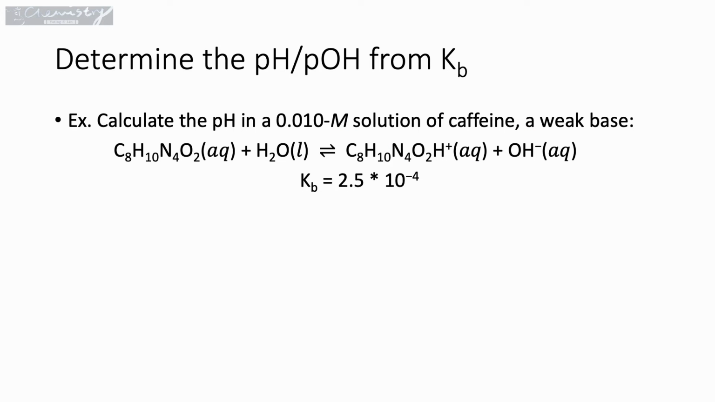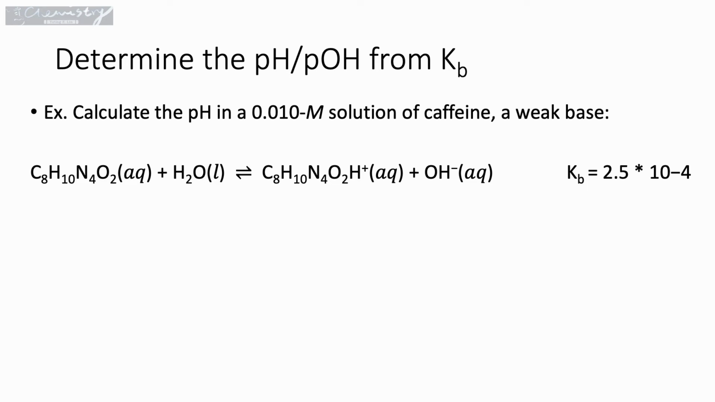And over here we have an example of how we can find the pH or pOH from the base dissociation constant. Again, hopefully at this point you're going to feel like, okay, I know how to do these, and these are relatively repetitive because we did that multiple times. But again, if you're not confident, then hopefully by the next example you will feel a little bit more comfortable about what you're doing. Calculate the pH in a 0.01 molar solution of caffeine, a weak base.